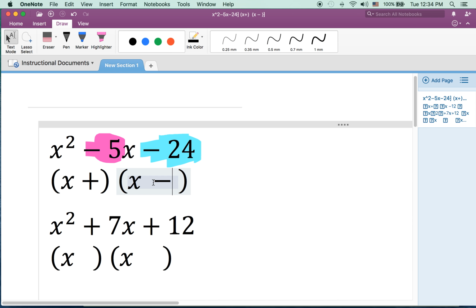What about 8 and 3? Negative 8 times positive 3 is negative 24. Negative 8 plus 3 is negative 5. So these do add to negative 5 and multiply to negative 24. So we found the correct factorization.